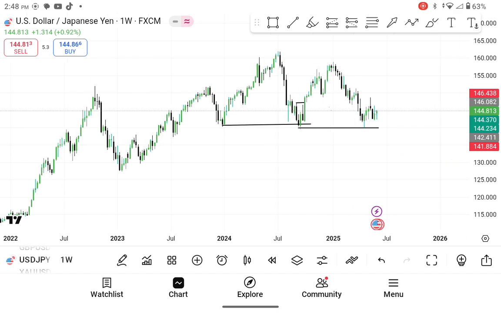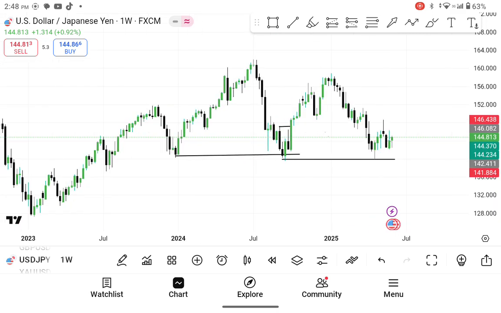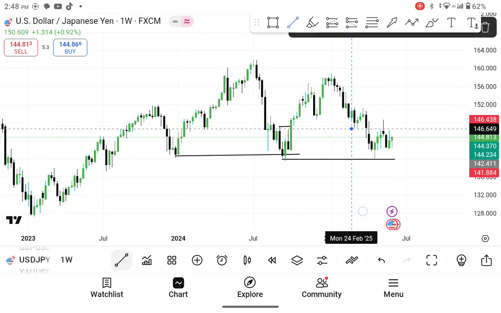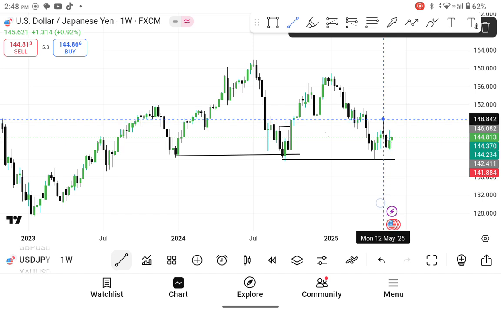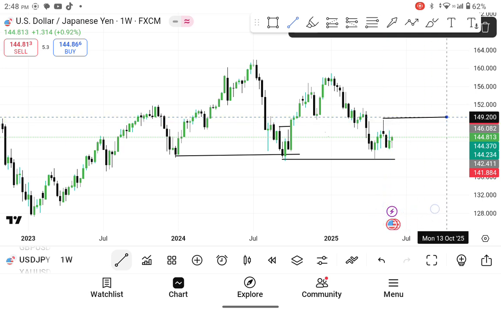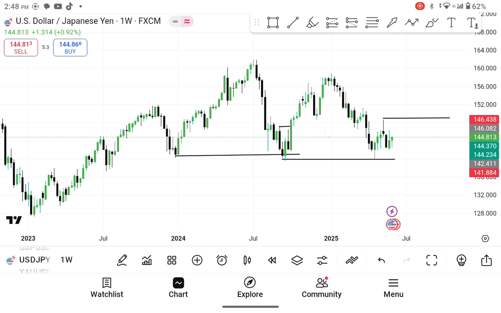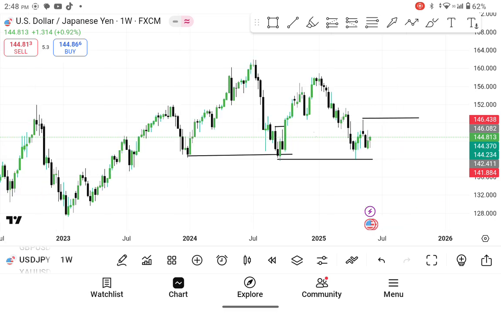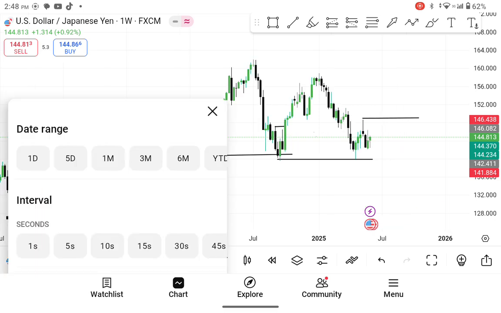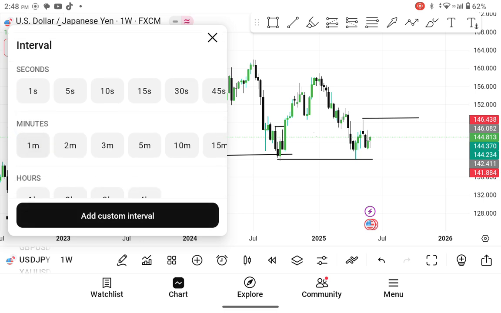So what are we to look at? This was our key level. We have now this area here. We have now this area. We mark it out. After marking it out, to the daily time frame.